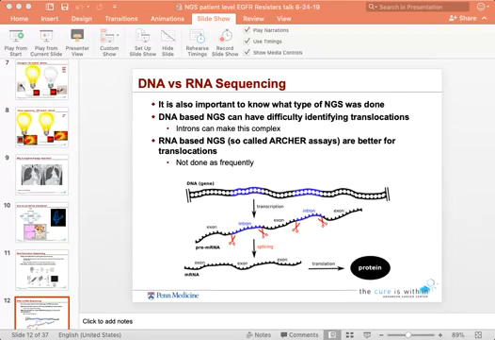Oh, I have a question. What do we do if our oncologists don't test for translocation and use RNA-based NGS? Can we ask our oncologist to send it out somewhere? That's a great question, Ivy.